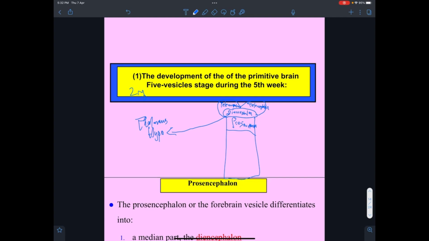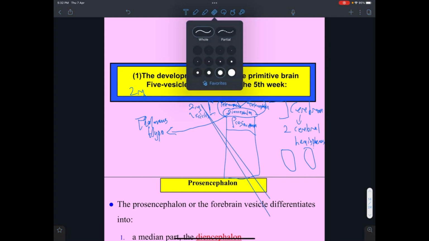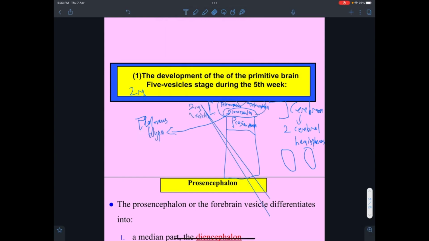The telencephalon, there are two of them. Why are there two in each side? That's because the telencephalon is going to give you the cerebrum. The cerebrum is two cerebral hemispheres. So it's going to give you the frontal lobe and temporal lobe on both sides. That is the telencephalon. So the prosencephalon is going to give you two secondary vesicles, secondary because they develop from primary. In total, three vesicles, but two secondary vesicles from the prosencephalon. So that is what the prosencephalon is going to develop into.